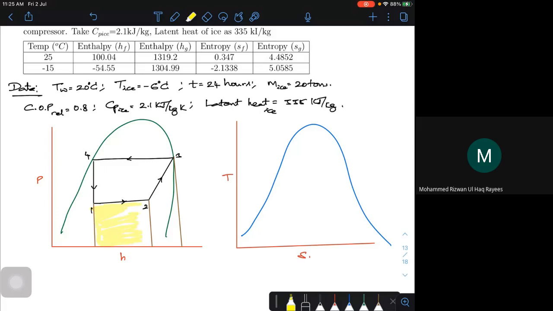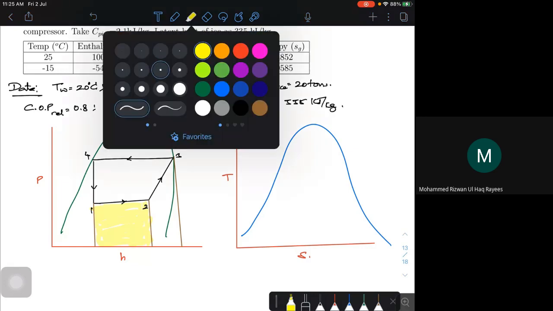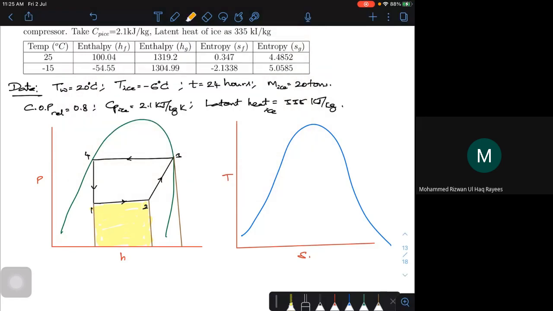This is your refrigeration effect, what I am showing in the yellow color. Then let me use this. This is your work done. What we can see, the area under this will be your work done. So this is your refrigeration effect, this is your work done. And what is this kind of process? See, this is your isentropic process. The S is constant.